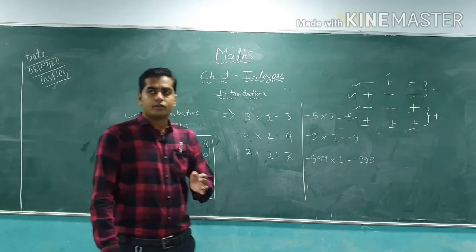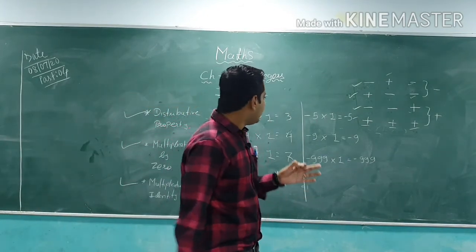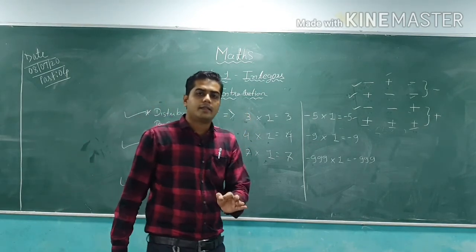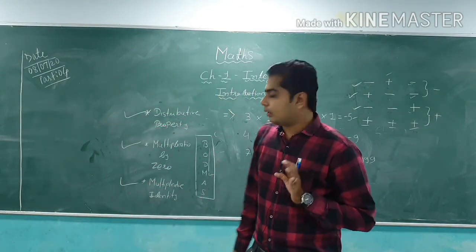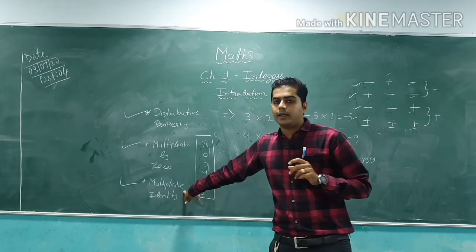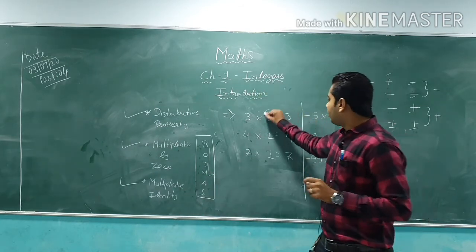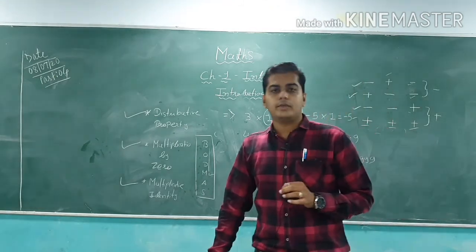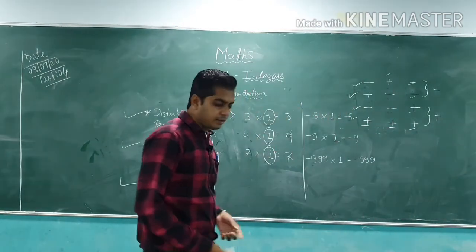So in short, I can say that if you multiply any number or any integer with 1, you will get the same integer as your answer. So that's called multiplicative identity. So 1 is your multiplicative identity, because if you multiply anything with 1, you will get the same answer.